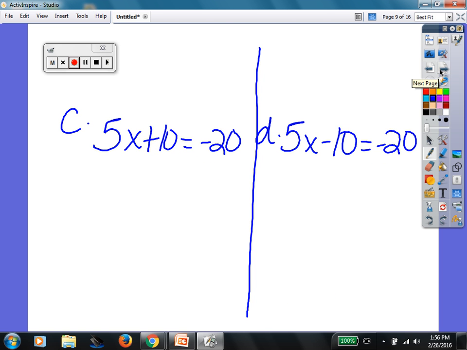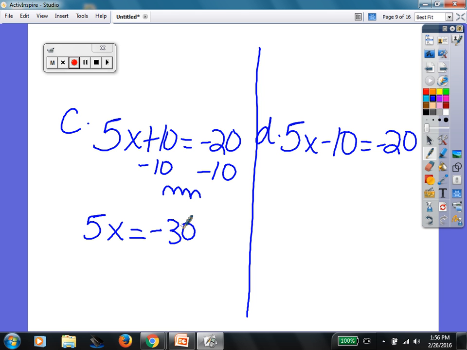Next one. Here, I can see that I'm going to take away 10 because that's addition. However, I need to realize this is negative 20. So I'm going to take away 10 from another negative 20, which means I have to jump left more on the number line. Okay? That leaves me with 5x equals negative 30. Okay? I had to go 10 more times left to get negative 30. Now I'm going to divide. Okay, now keep in mind, negative 30 divided by a positive 5 is going to give me a negative 6.